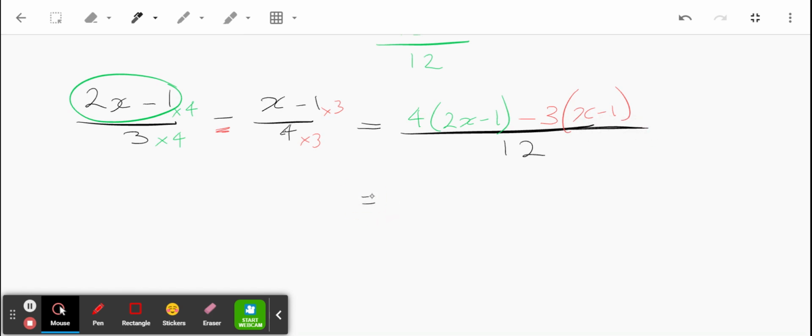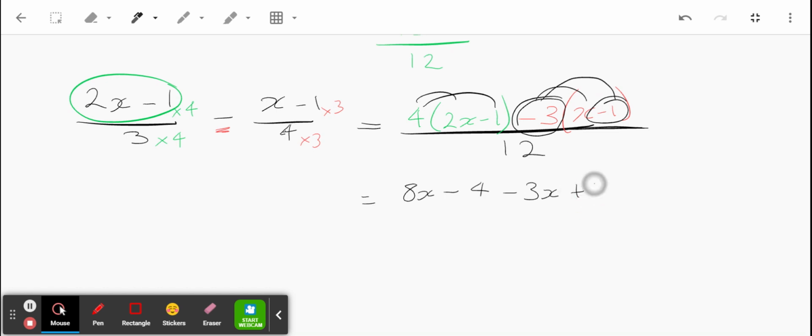So now I'm going to expand these brackets. 4 times 2x is 8x. 4 times minus 1 is minus 4. Now I'm going to use this whole term here. Minus 3 times x is minus 3x. And minus 3 times minus 1 is plus 3. It's really important that when you multiply these out, you include the sign that precedes the number. And that's over 12.